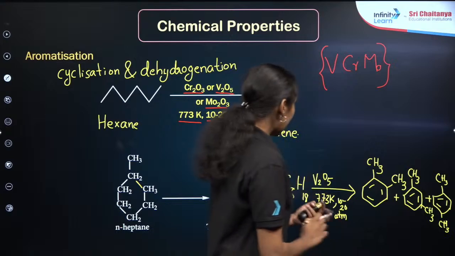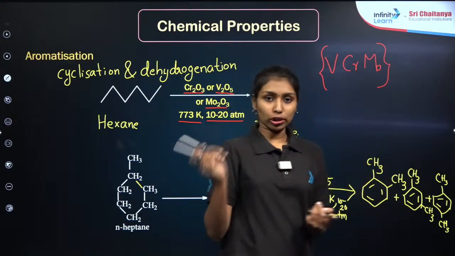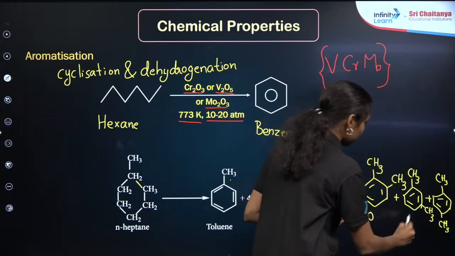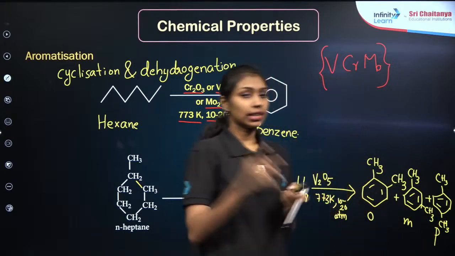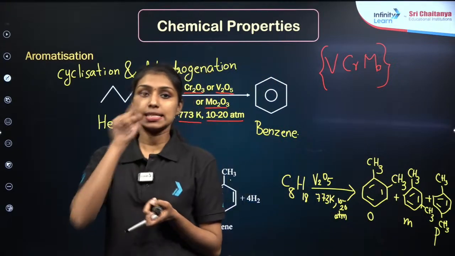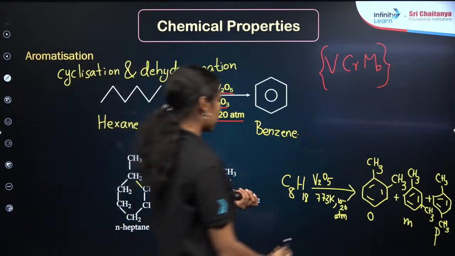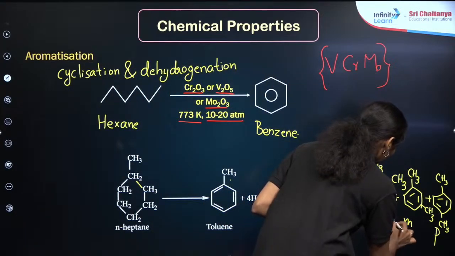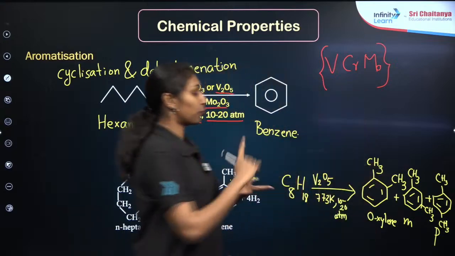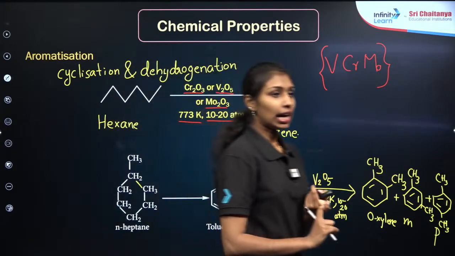So either it can form the 1,2 position or ortho compound. This will be ortho, this will be meta, and this will be para. The compound in which 2 methyl groups are present on the benzene is known as a xylene compound. So this is known as orthoxylene. So in the aromatization of octane, you will get 3 different products. Is that clear?